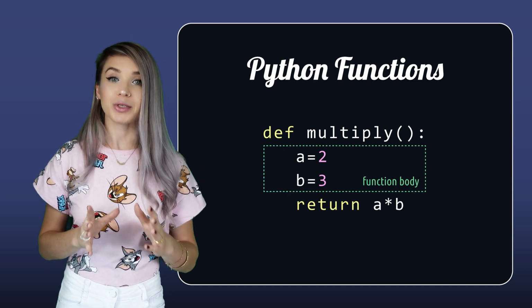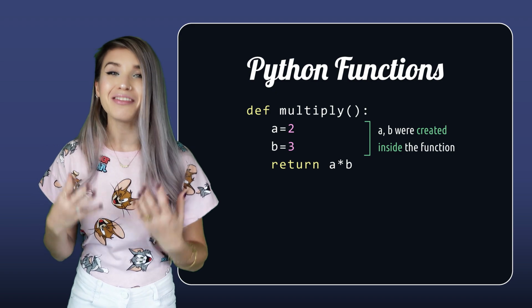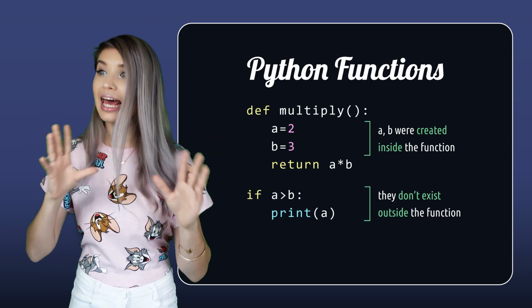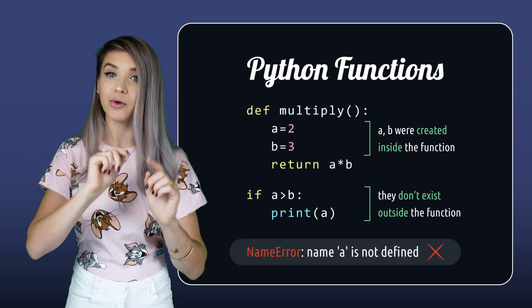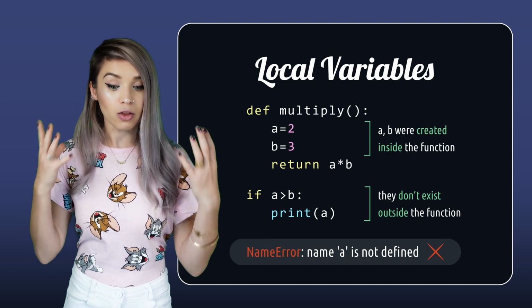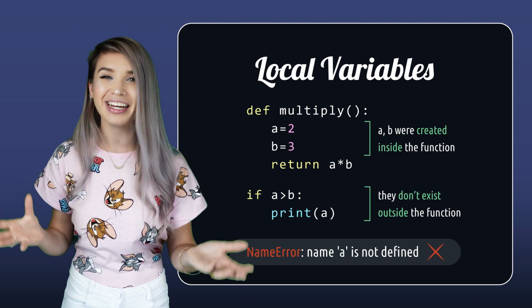And the variables a and b, which we have created here, are only available inside the function. If we try to access them from anywhere else, we will get an error. That's why we call them local variables. They are local to our function, but are strangers everywhere else.